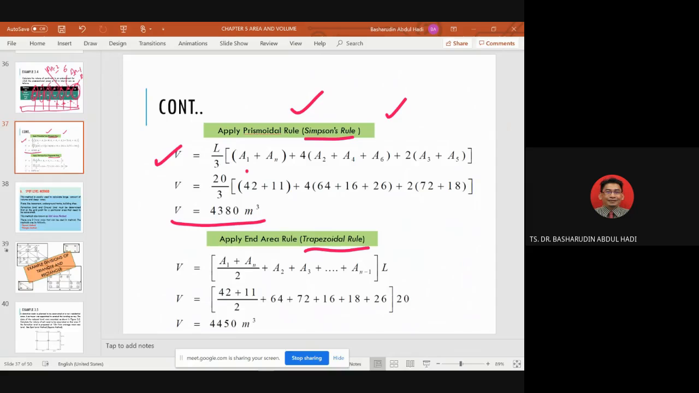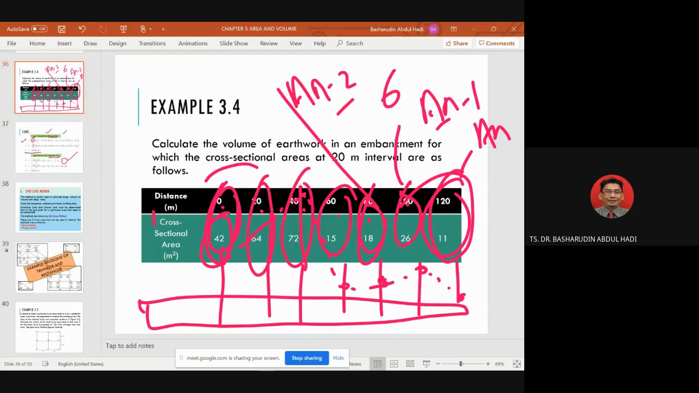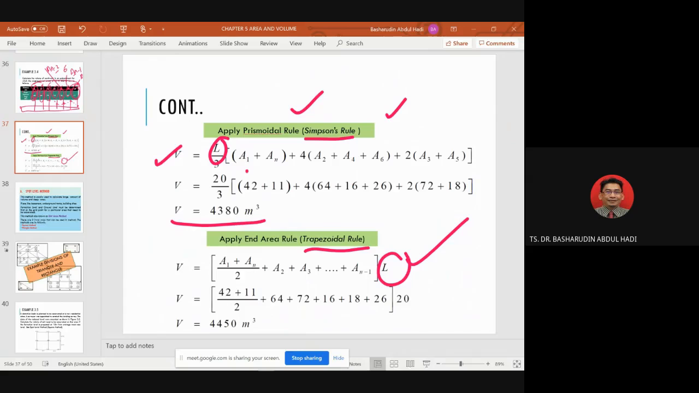So when we calculate this one, you must remember times L. So your length. So remember your length here. This length. Alright. So you get 4,450 meter cube. If you compare to this one, which one is higher? So trapezoid gives you higher and Simpson gives you a lower.